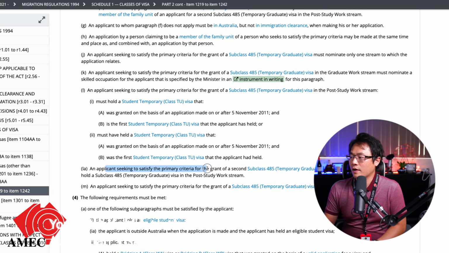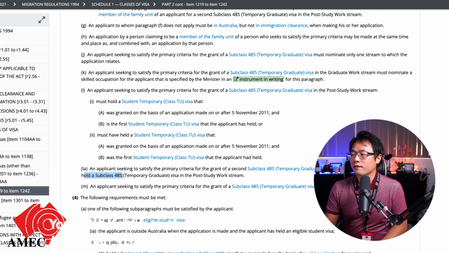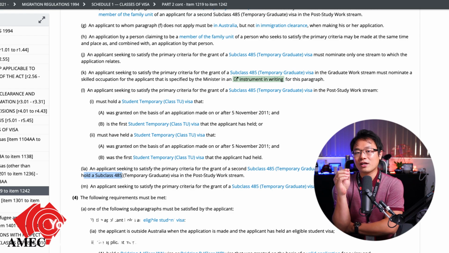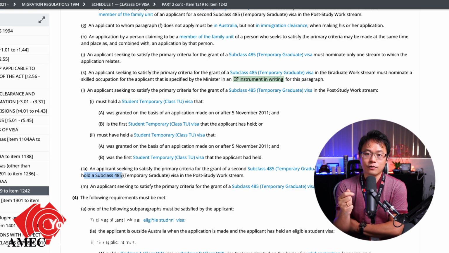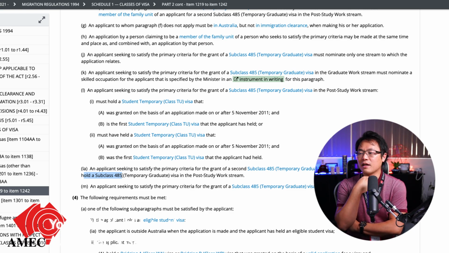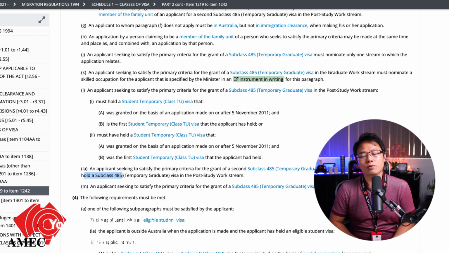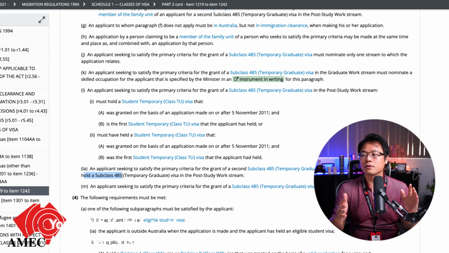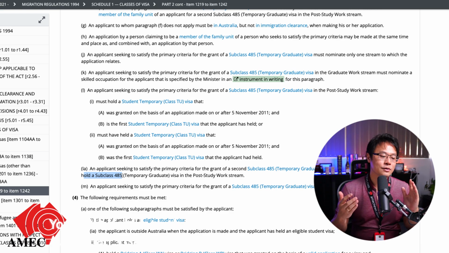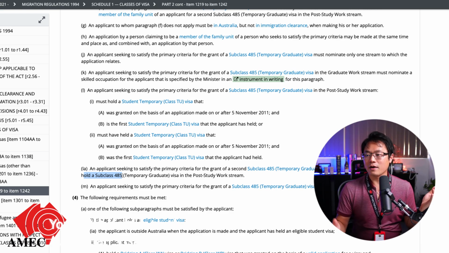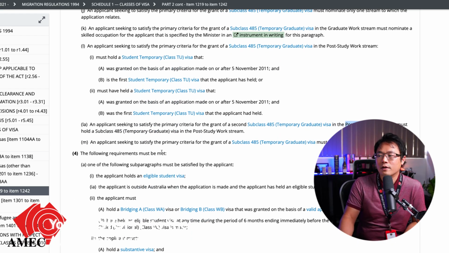And the applicant seeking to satisfy the grant of a second PSW must hold a 485 visa in the PSW stream. So that means the Graduate Work stream does not have the right to extend for a second or third 485 visa. That's why people ask me, why are you promoting a bachelor, or what about those cookery courses? Well, they have disadvantages, because if you study those, first of all, you need to go through the complex skill assessments, and you don't have that extension, the right to extend your 485 visa, because you just don't have it. They don't have that right there.